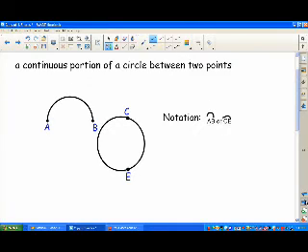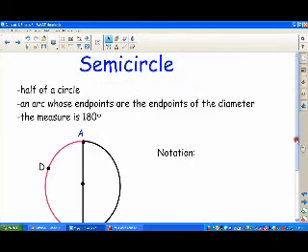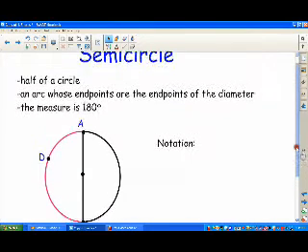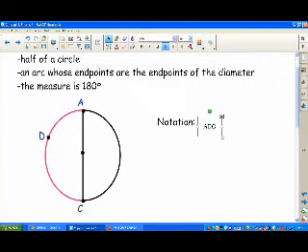I know there are 3 types of arcs that we're going to talk about, and the first one is a semicircle. A semicircle is a half of a circle. Its endpoints are on the diameter of the circle, and its measure is 180 degrees. Now, with a semicircle, we can name this 2 different ways. I could name it, and I'll name the pink one first. I can name it arc ADC, or I could say arc AC.